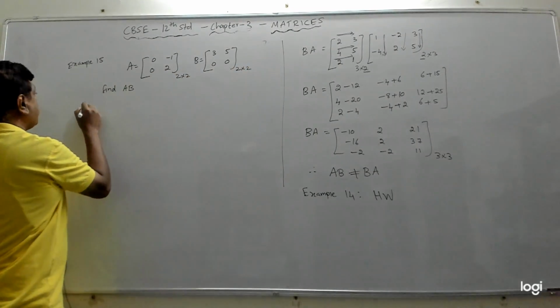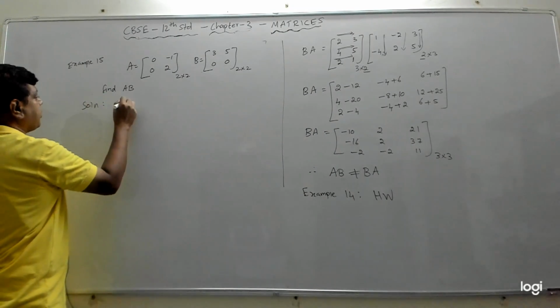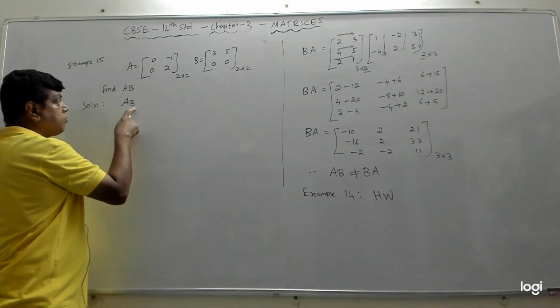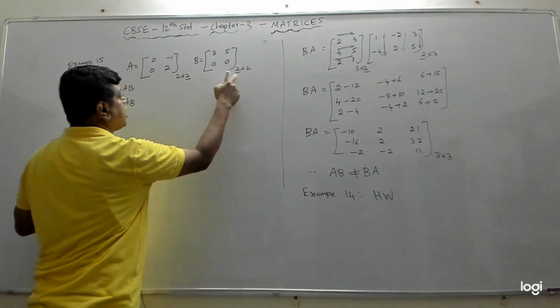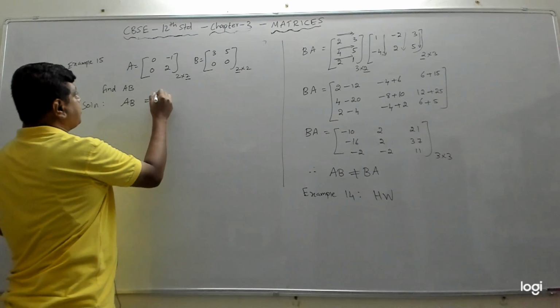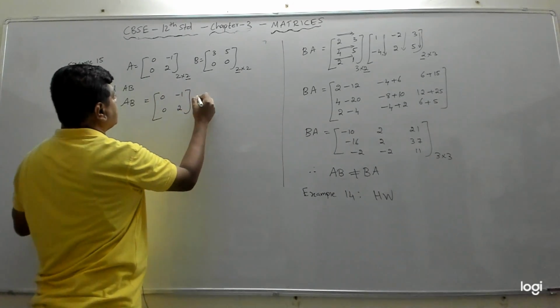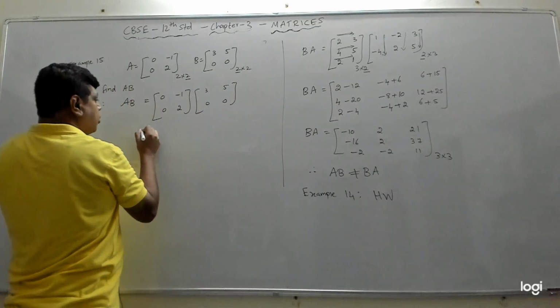So, if I want to find AB, then the number of columns of A should be equal to the number of rows of B. Number of columns of A is 2. Number of rows of B is 2. So, they are matching. Therefore, we can do A into B. We can multiply A and B. So, A is 0, minus 1, 0, 2 and B is 3, 5, 0, 0. Now, we are going to multiply.